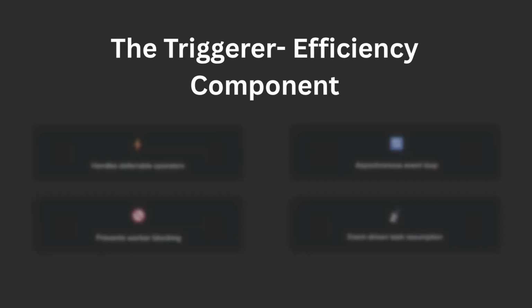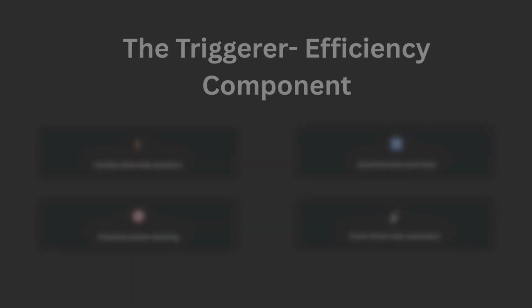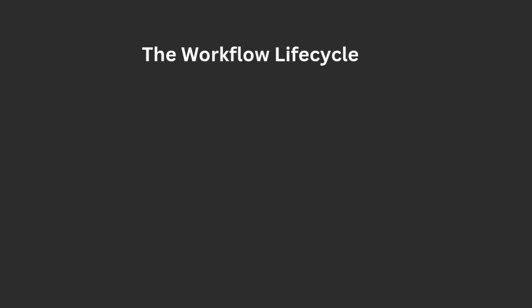The triggerer. A newer optional component designed for efficiency. The triggerer handles deferrable operators, tasks that are waiting for an external event. Instead of a worker being blocked while it waits, the task is deferred to the triggerer, which uses a highly efficient asynchronous event loop. When the external event occurs, the triggerer wakes up the task, and it is sent back to a worker to complete its final steps.